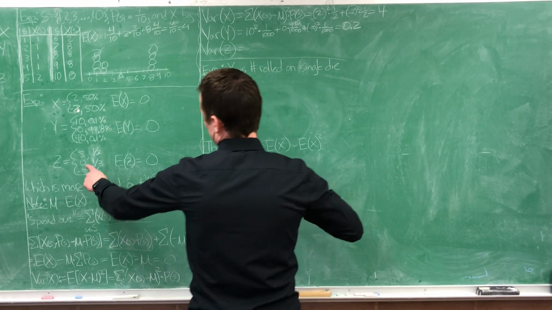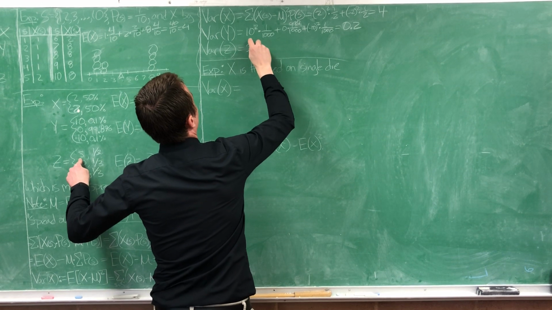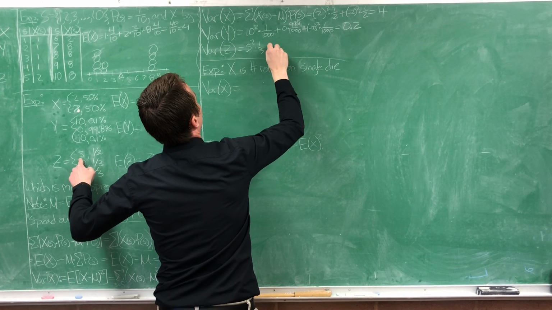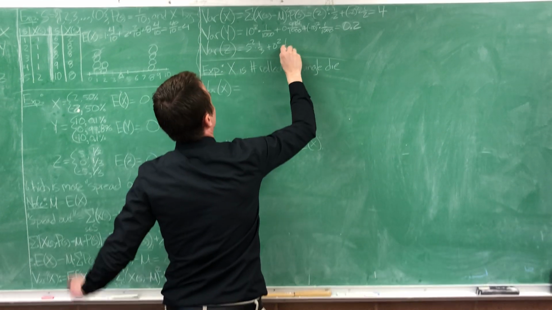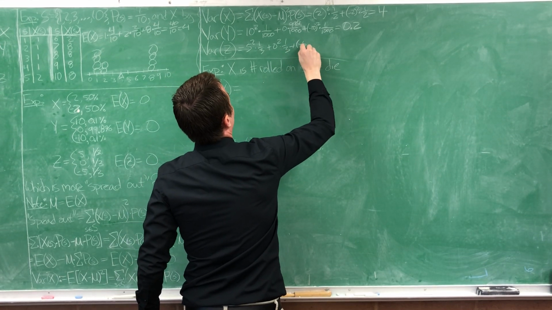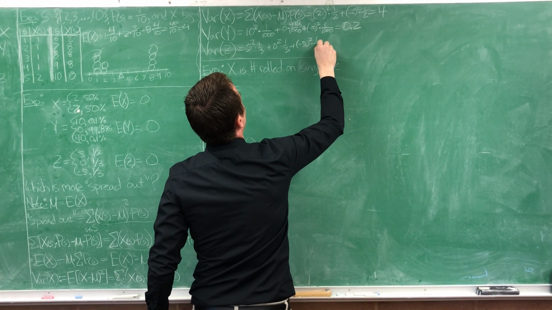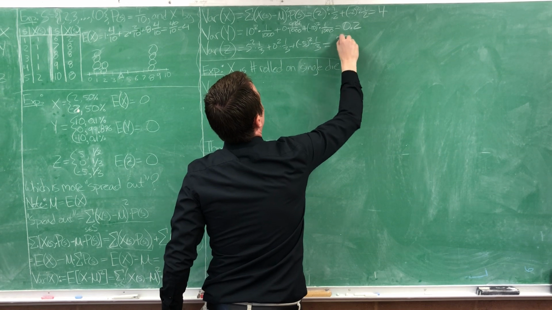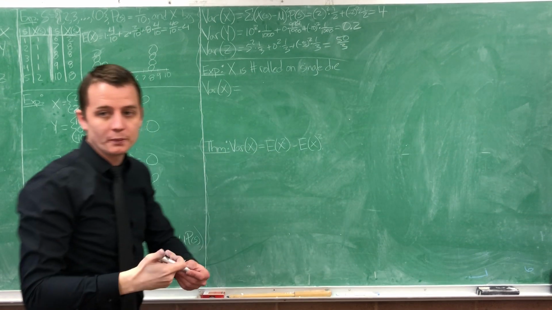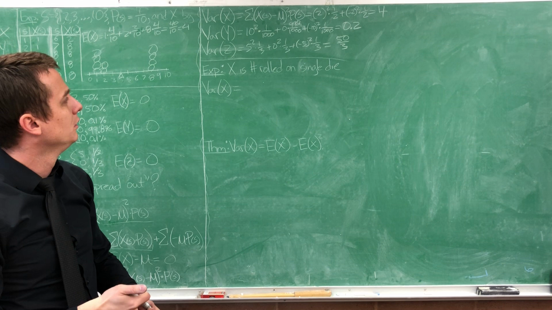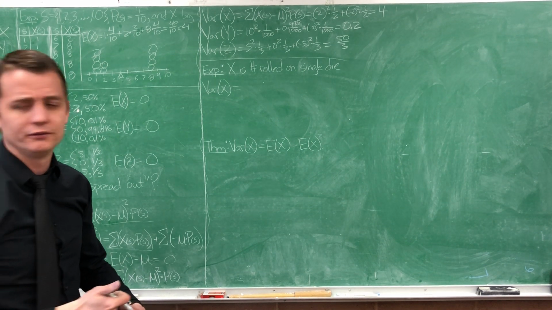Anyways, let's go over the numbers. So we have 5 squared times 1/3 plus 0 squared times 1/3 plus negative 5 squared times 1/3, right? 50 thirds, which is going to be very slightly more than 4. Way more than 4.